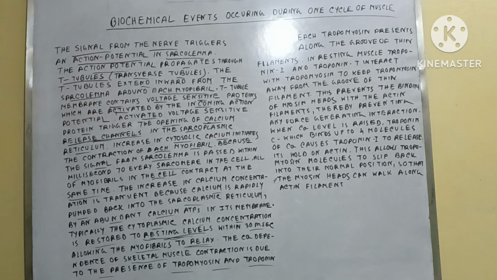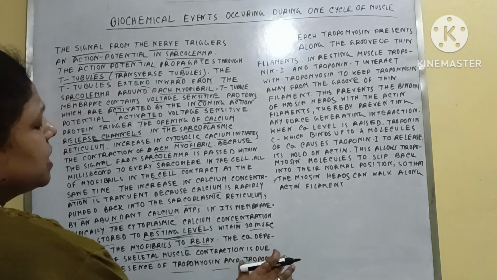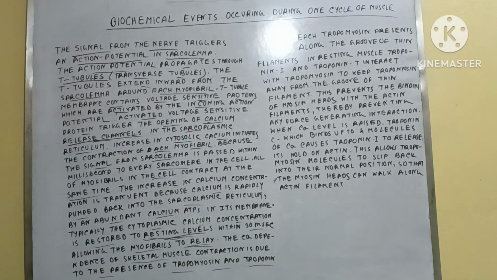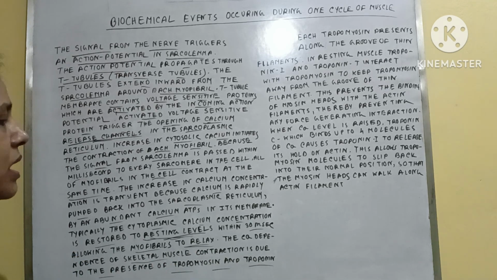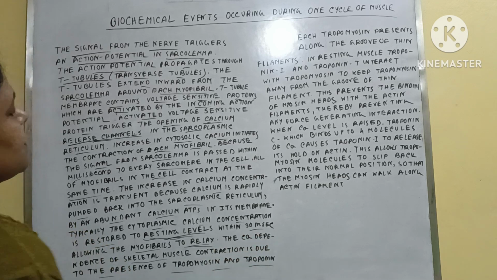So two important terms are needed for muscle contraction, because calcium alone is not the only thing that controls muscle contraction. Two important terms: one is tropomyosin and the other is troponin. These are the two important terms for muscle contraction, obviously along with the calcium concentration, but these two are very important.